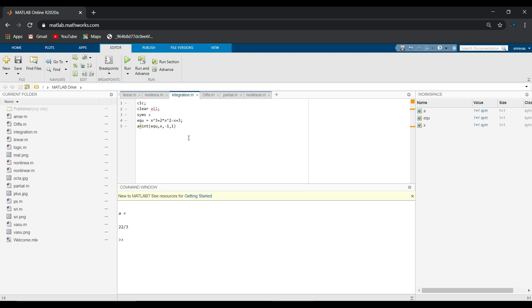And similarly, you can also perform differentiation using limits. I am specifying x comma 2 as a variable. So if you perform this one, it is going to give both the differentiation and integration values at a time: 22 by 3 and the b value as 6.